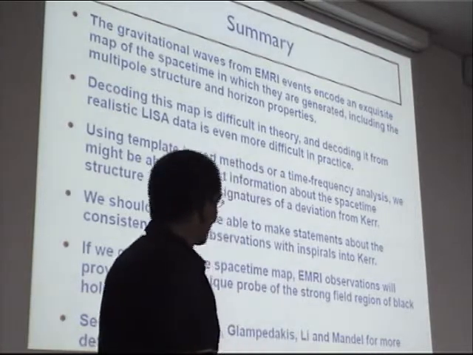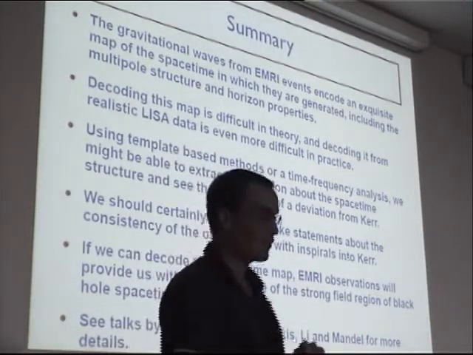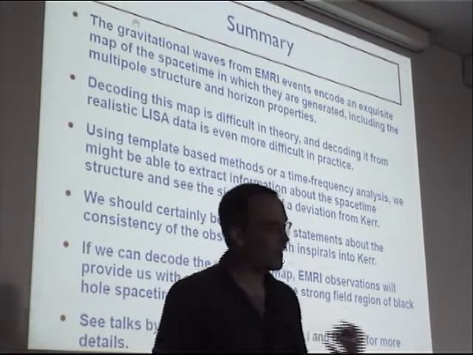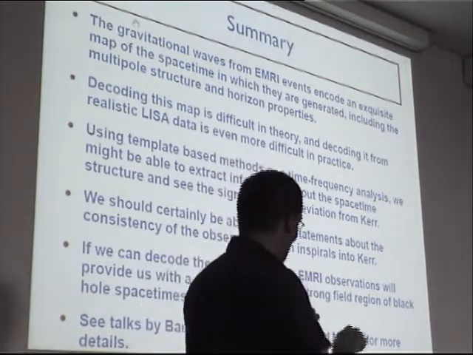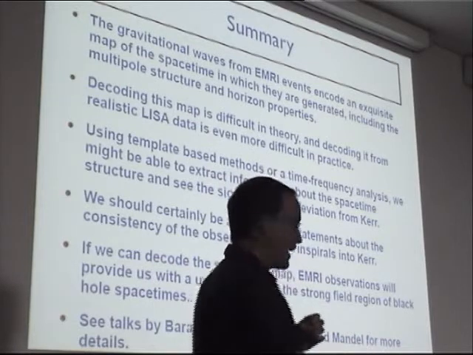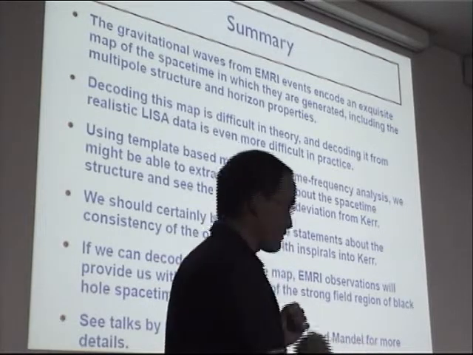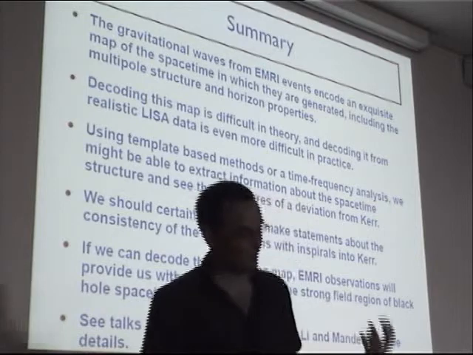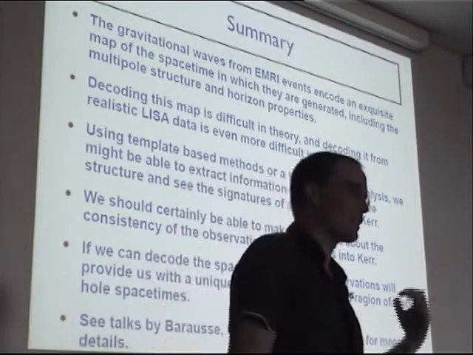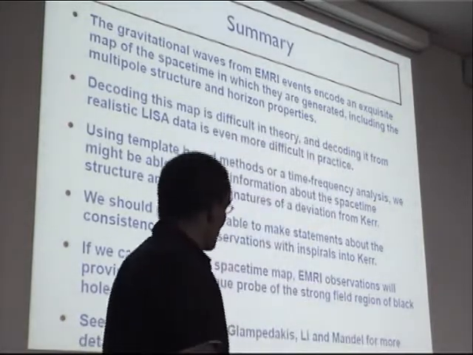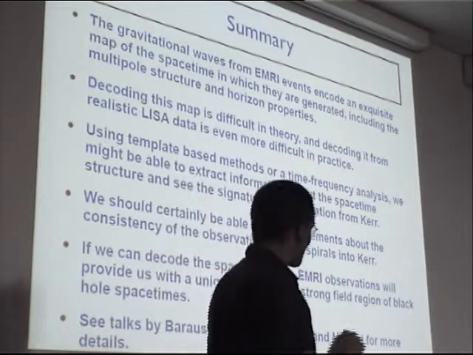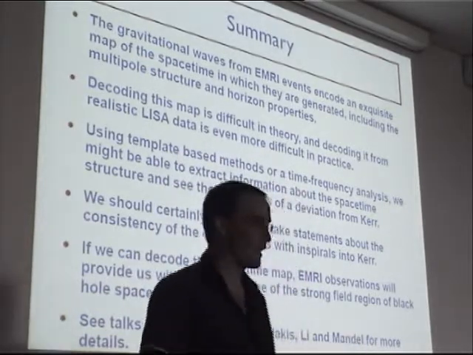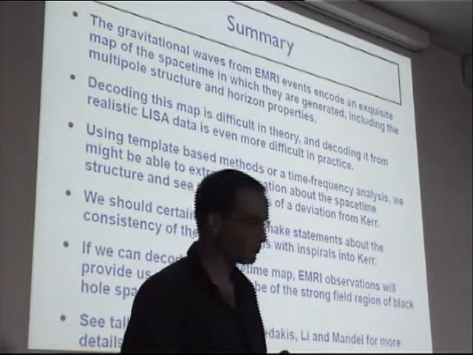But if we do see something that differs significantly, we have a very unique probe of strong field, I shouldn't really have said black hole space-time, so I should really say massive compact object space-time, because in principle we could detect a boson star or something else. But in principle we will make powerful tests of general relativity in this strong field region.